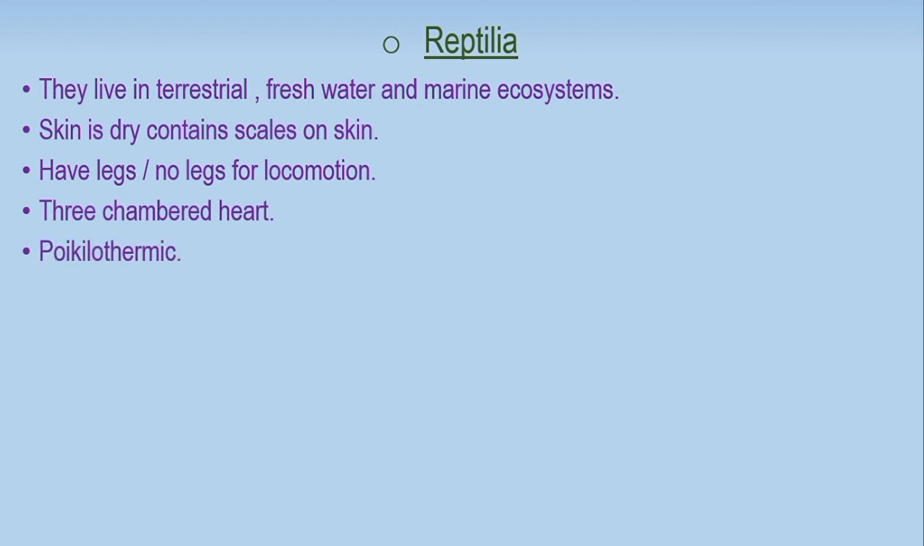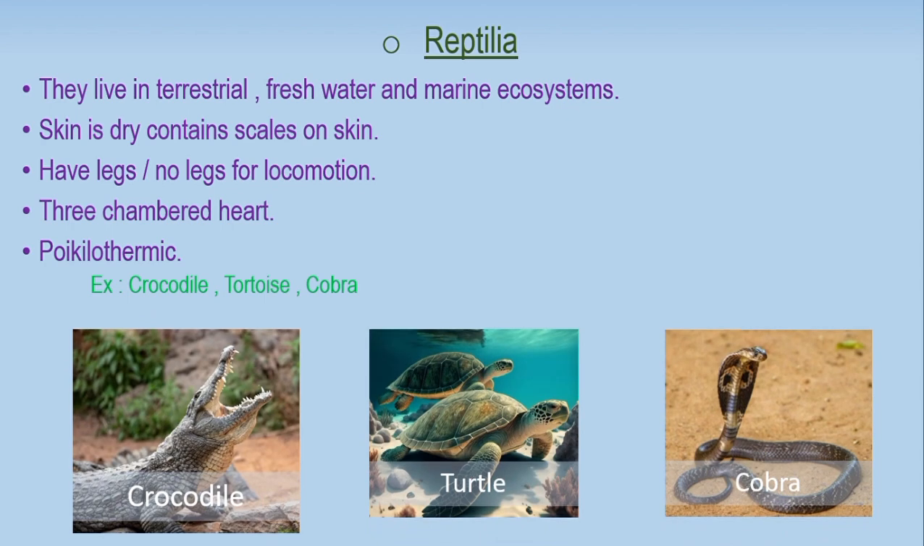And they are also poikilothermic, means they are cold-blooded. They change their body temperature according to the change of the environmental temperature. And crocodile, tortoise, cobra, turtle are some examples, right? So these are the features about reptilians.